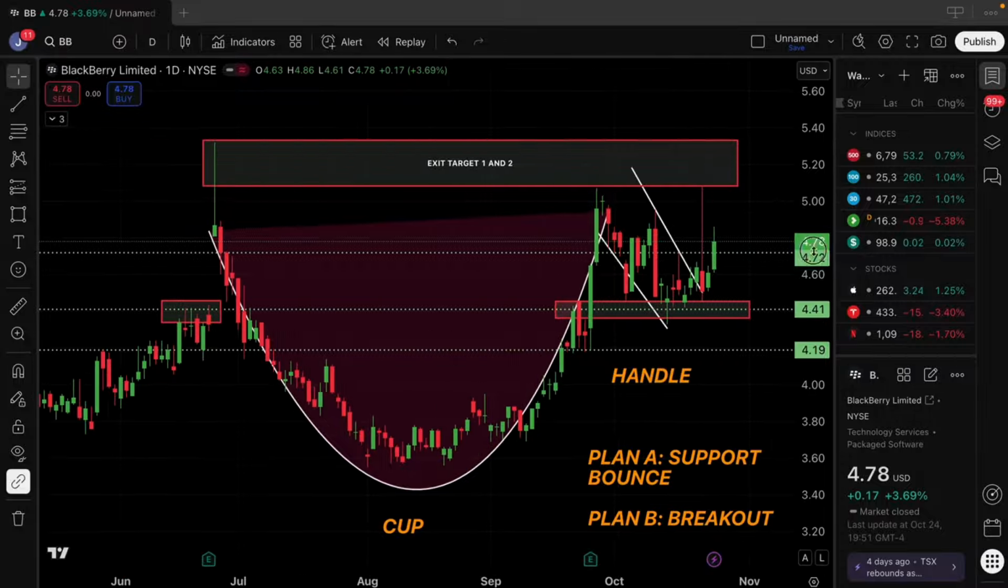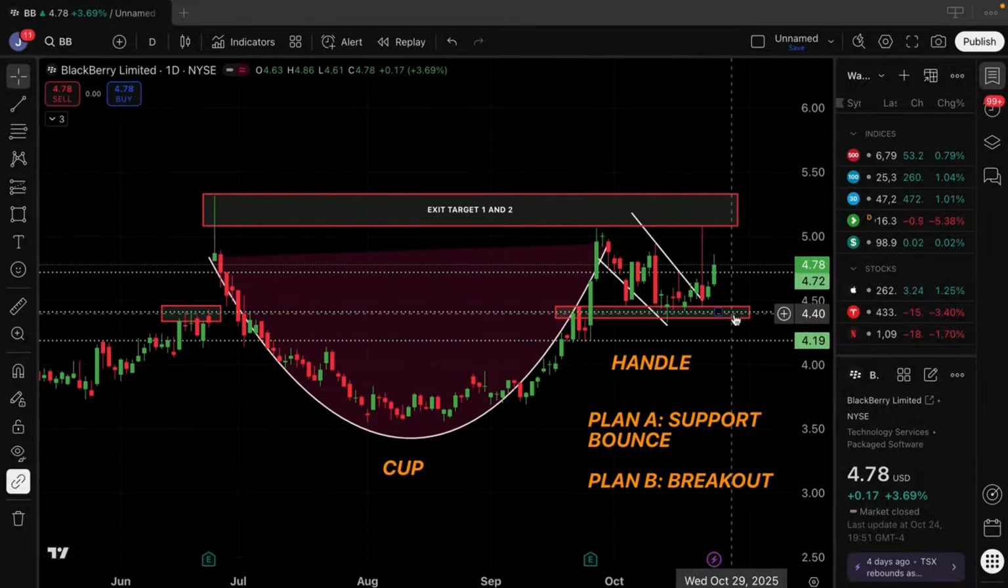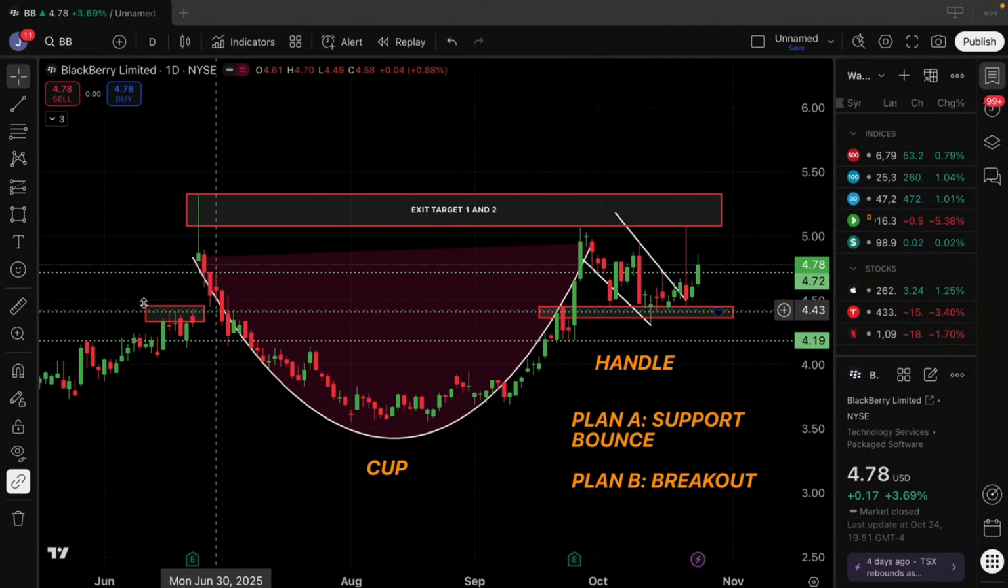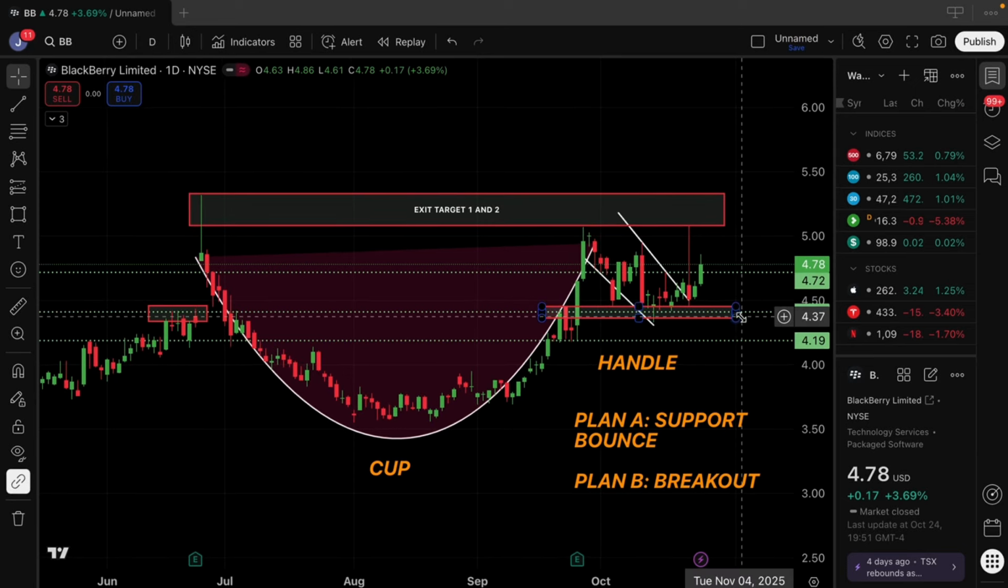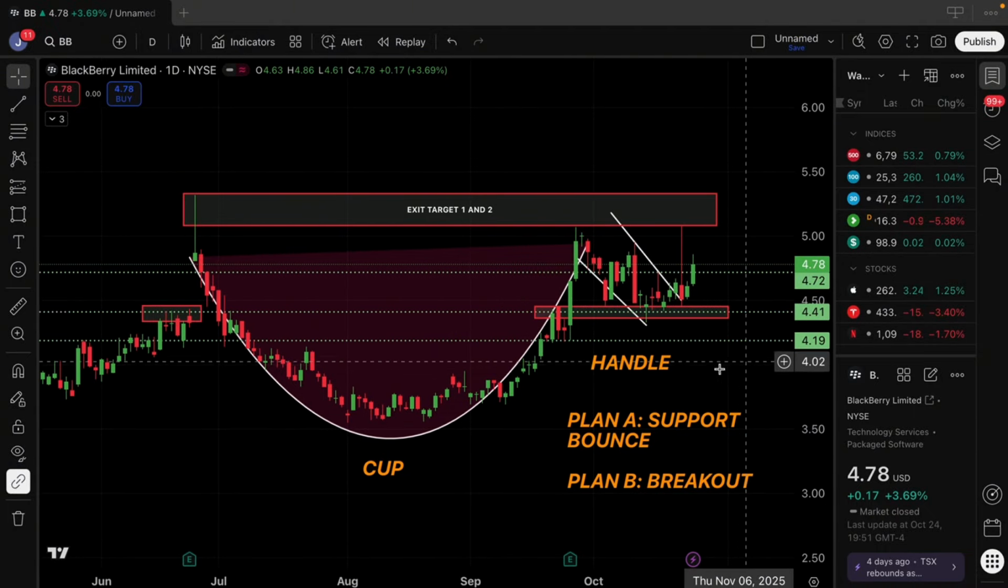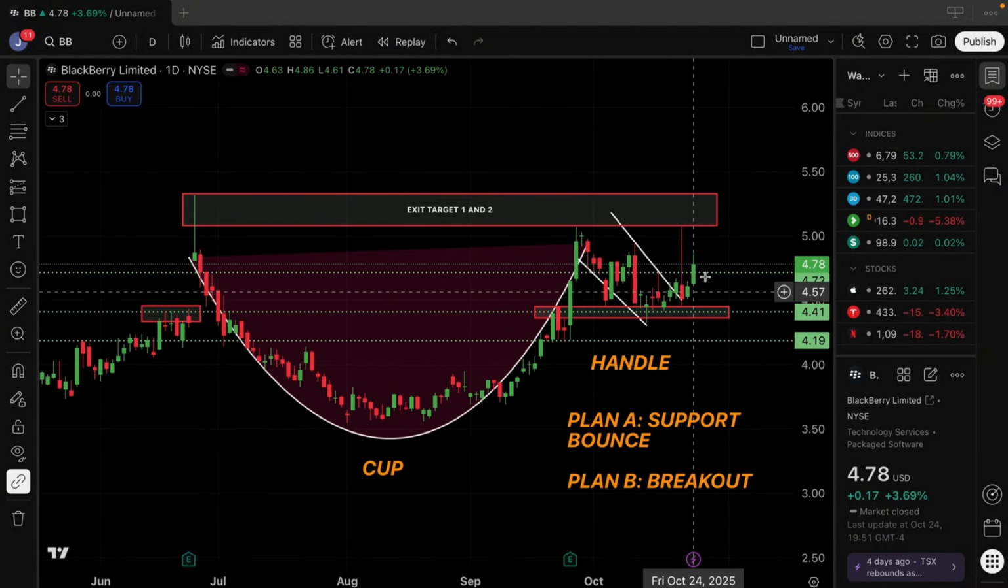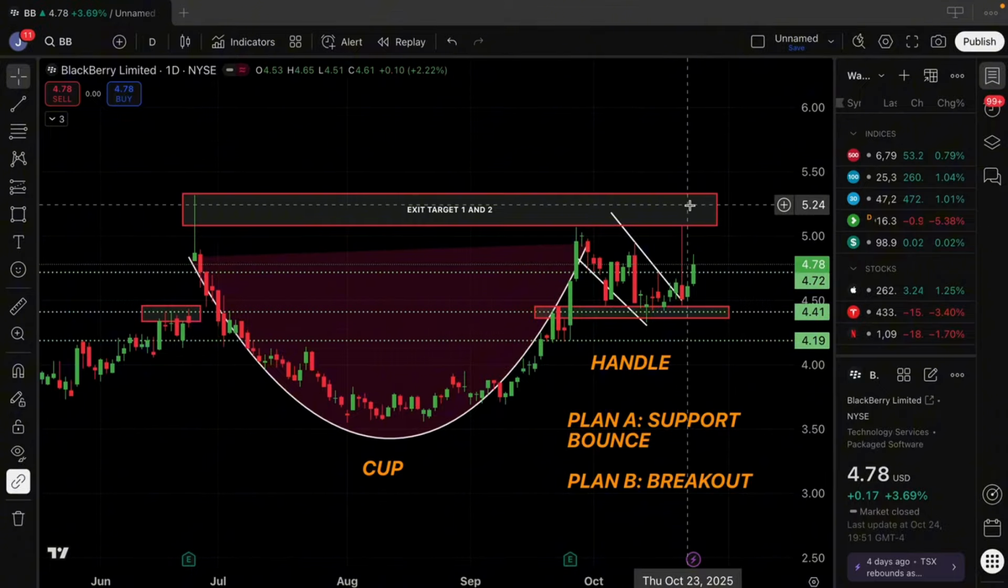All right, so that's just simply how you would make your move on a cup and handle. Look for support, look for a bounce, see how well it holds up, which it did really well here at that 441 level. And if that doesn't work, look for another support level towards the bottom. If we continue to come down, then wait for this thing to kind of push back up, give you a breakout, and ride it up.